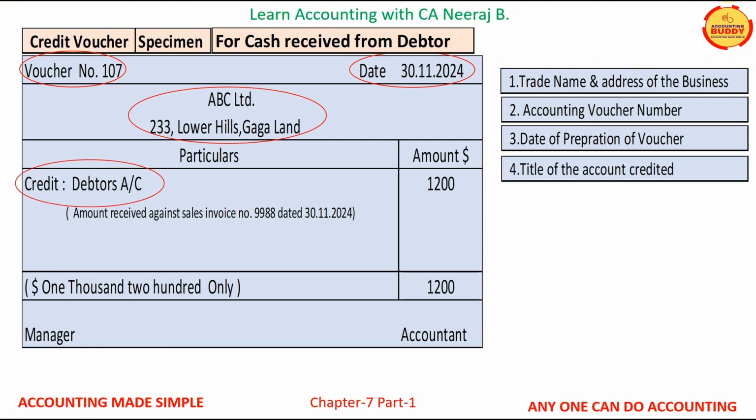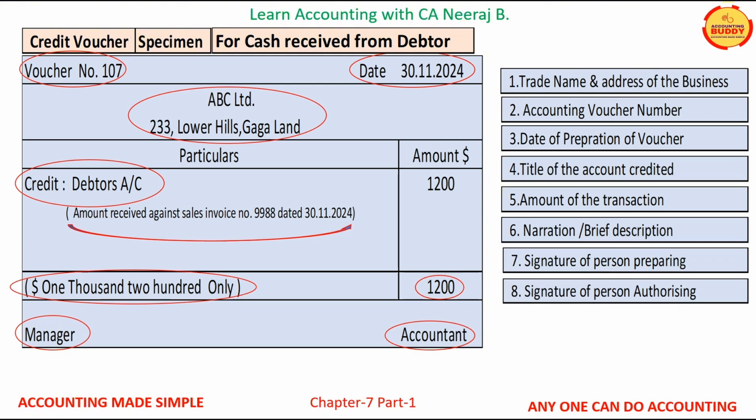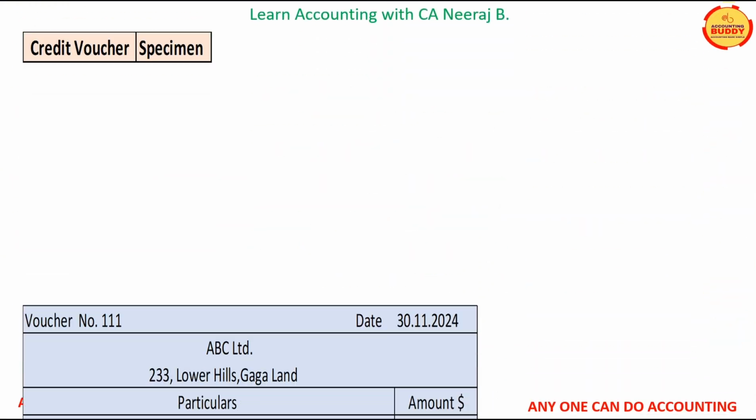The amount of credit voucher is written in both figures and words. Details or the brief description, which is commonly known as the narration, is also written on the credit voucher. Credit voucher is signed by the accountant who receives the cash and issues a credit voucher. Credit voucher is also signed by the manager as the authorizing person of the transaction. Further, in the narration, the reference of the supporting document is also mentioned. Let us look at another credit voucher. This credit voucher is for cash sales.